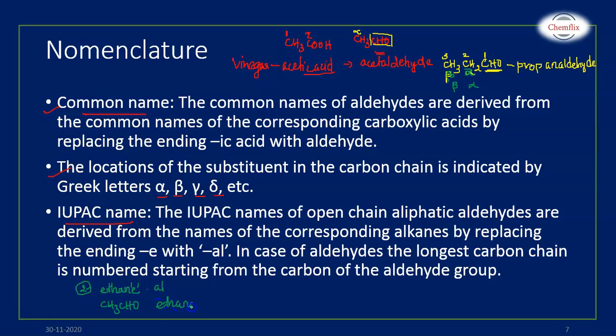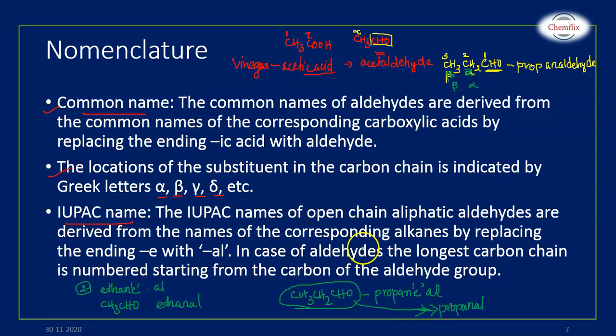Ethanal. Okay, suppose there are three carbon atoms, that is CH3, CH2, CHO, the word root will be propane as the parent chain, and we have to replace this -e with -al, that is the name will be propanal for this corresponding aldehyde. What is the name? The name will be propanal.